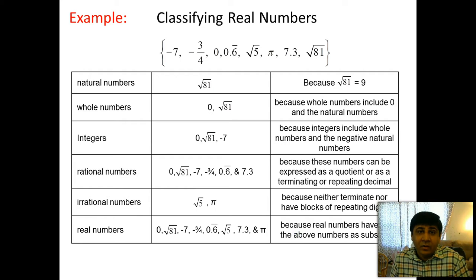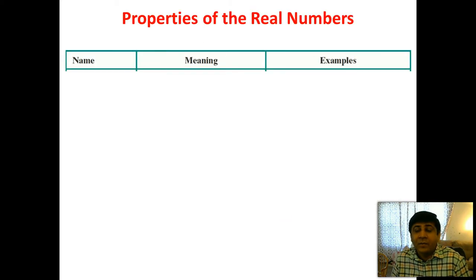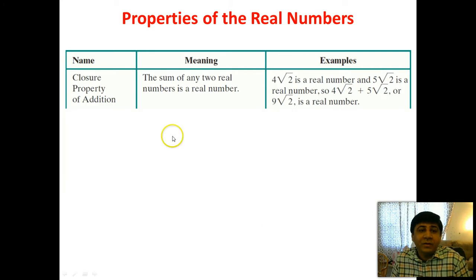Now there are properties of real numbers. Okay, a lot of properties actually. I will put all of them here, and then we'll explain a few in further detail. First of all, the main important property is called the closure property of addition.